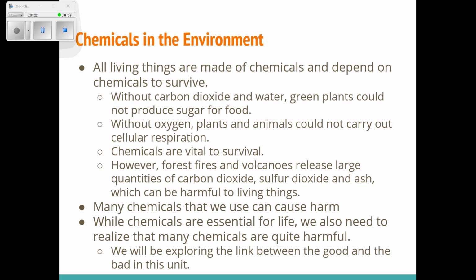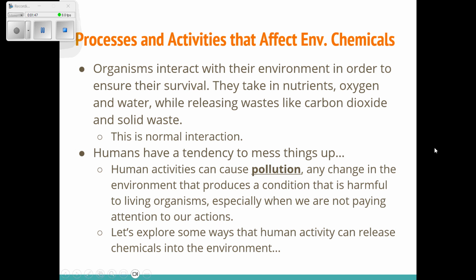However, forest fires and volcanoes release large quantities of carbon dioxide, sulfur dioxide, and ash, and those things are harmful. So there are good chemicals and there are bad chemicals. Many chemicals we use can cause harm. While chemicals are essential for life, we also need to realize that many chemicals are quite harmful. So let's look at the link between the good and the bad and determine what our environment needs for survival.